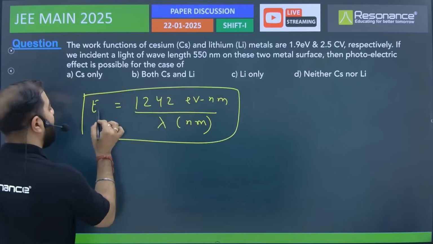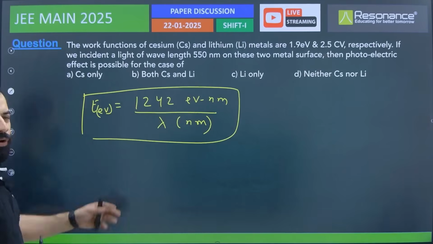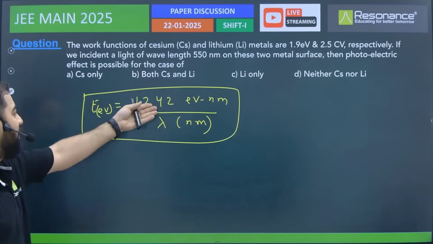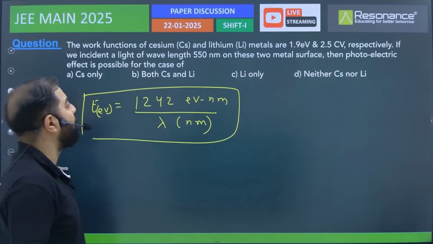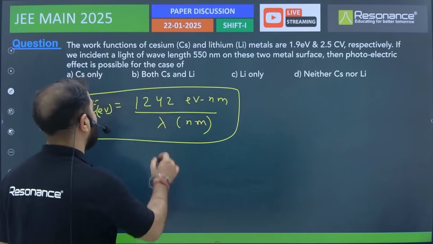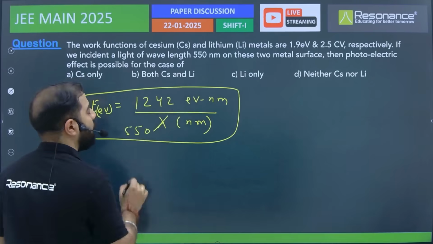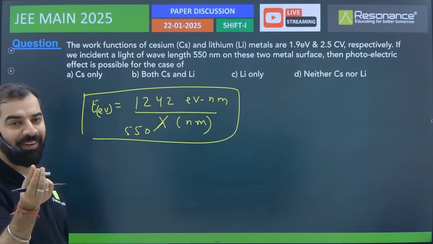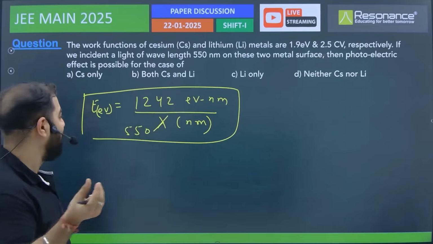This energy will be in electron volt. If we want to find lambda, then energy will be there and lambda will be here. If we want to find energy, then lambda will be here and energy we get from this. So 1242 electron volt nanometer by lambda in nanometer. What is the value of lambda given? 550. So this will be 550 here. So we can understand the energy of each photon incident on this metal plate.